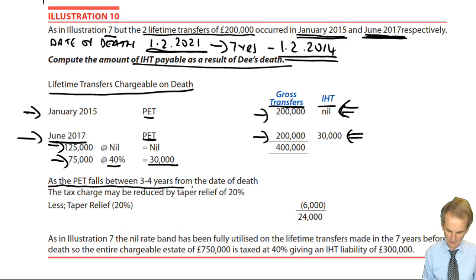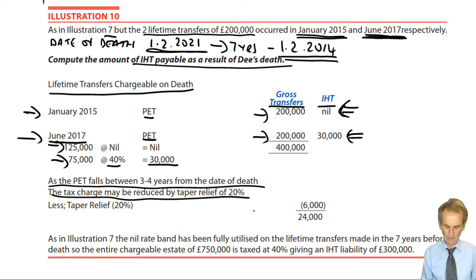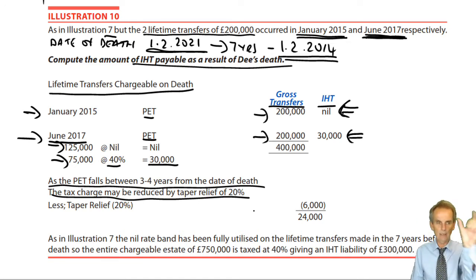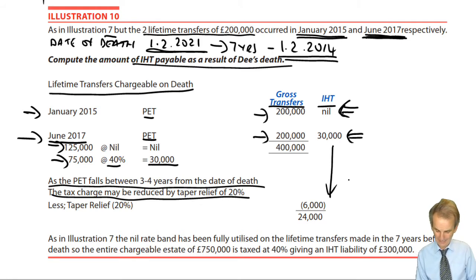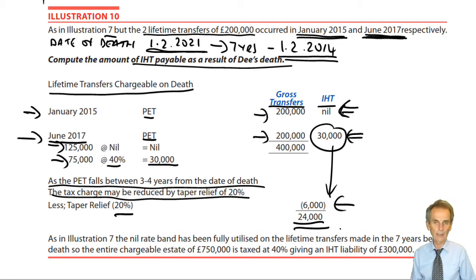As the PET falls between 3 to 4 years from the date of death, the tax charge may be reduced by taper relief. 3 to 4 years, you'll have your table, you probably won't need to use it. In the exam, you will know they move in 20 percentage points. 3 to 4 years is 20%, to 6 to 7 years being 80%. So this is 20%. Now, this of course should be in line with the 30,000. It's a deduction therefrom. 20% of 30,000 is a £6,000 reduction, leaving it therefore with IHT payable of £24,000.